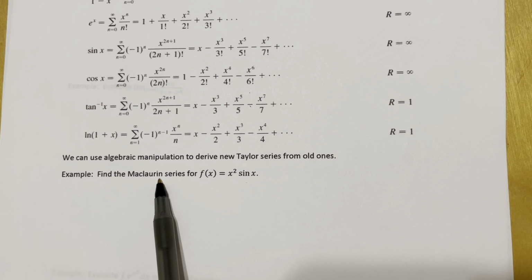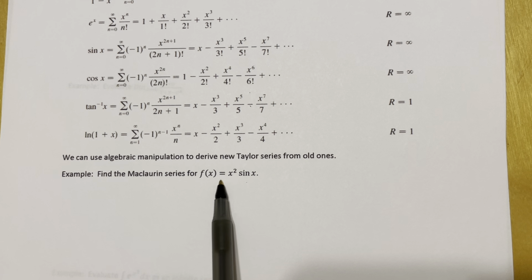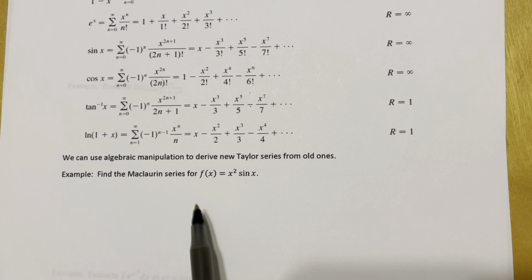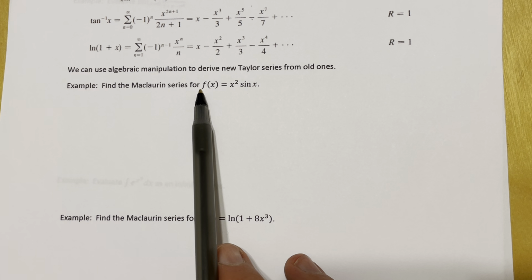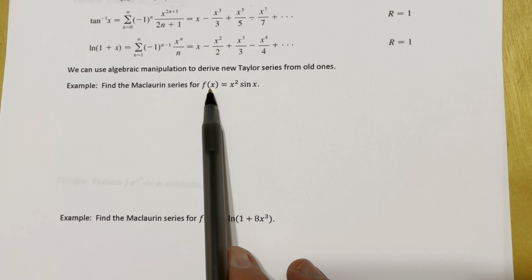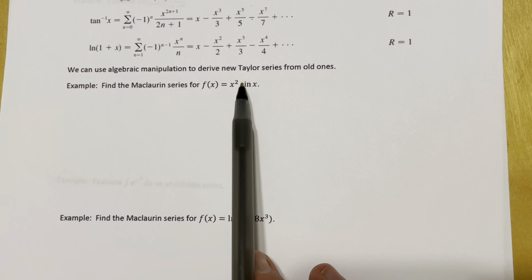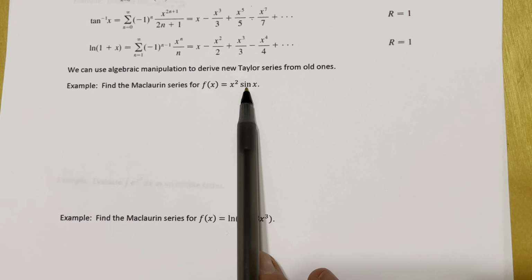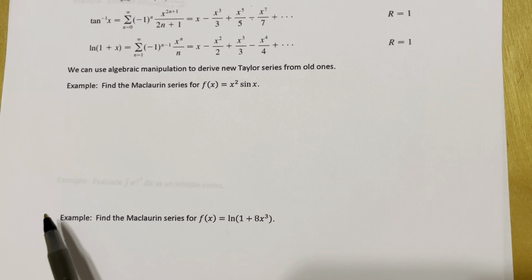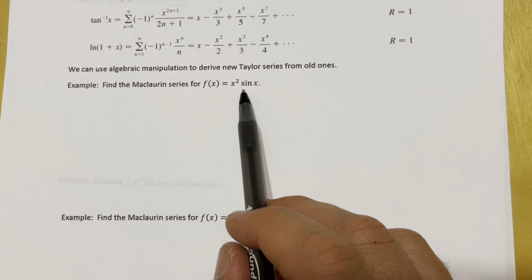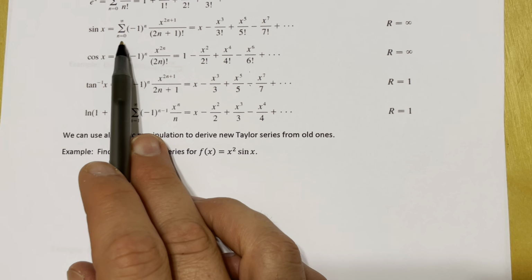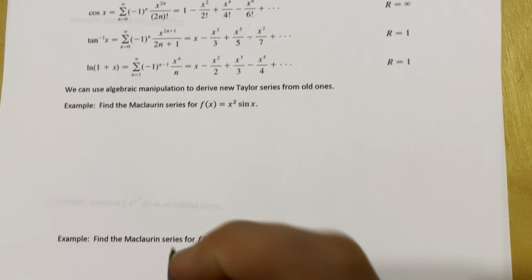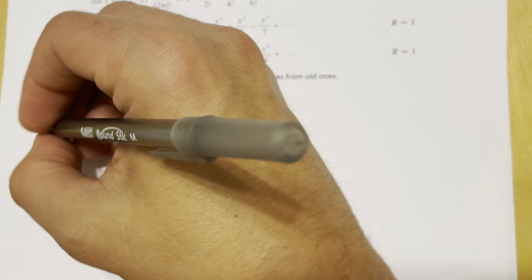So for example, if I wanted to find the Maclaurin series for this function, f of x equals x squared times sine of x, that would be difficult to do directly, because remember, we need to find the first several derivatives of this function until a pattern emerges. But this we would need to use the product rule on over and over again, and that gets really complicated. So rather than doing that, I'm going to use the fact that sine of x already has a known Maclaurin series.